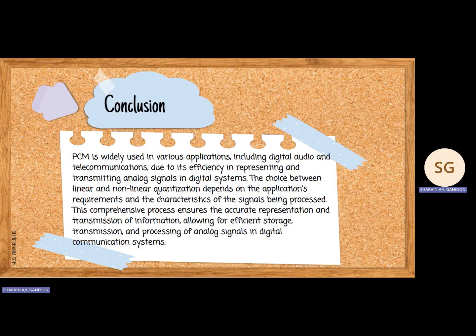For the conclusion, PCM is widely used in various applications, including digital audio and telecommunications, due to its efficiency in representing and transmitting analog signals in digital systems. The choice between linear and non-linear quantization depends on the application's requirements and the characteristics of the signals being processed. This comprehensive process ensures the accurate representation and transmission of information, allowing for efficient storage, transmission, and processing of analog signals in digital communication systems.